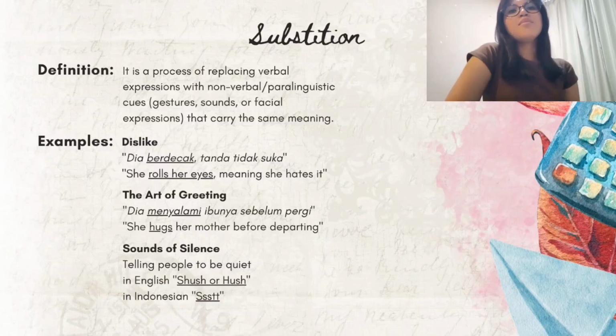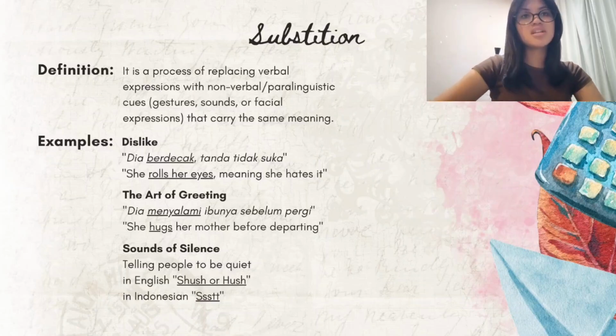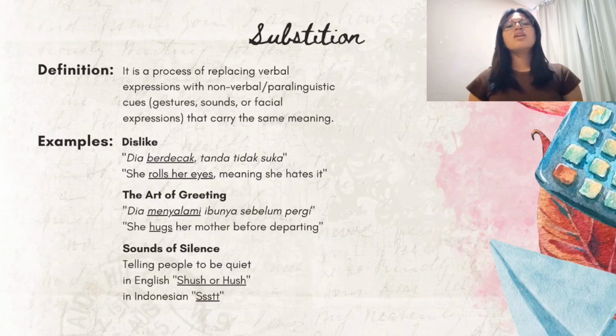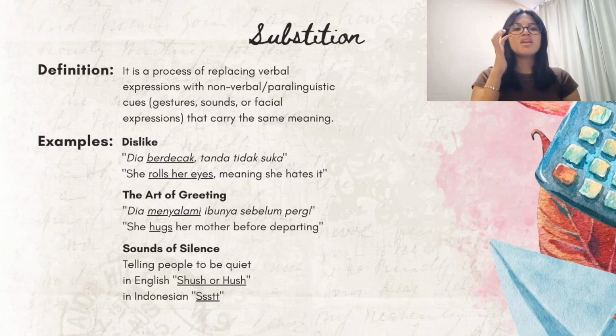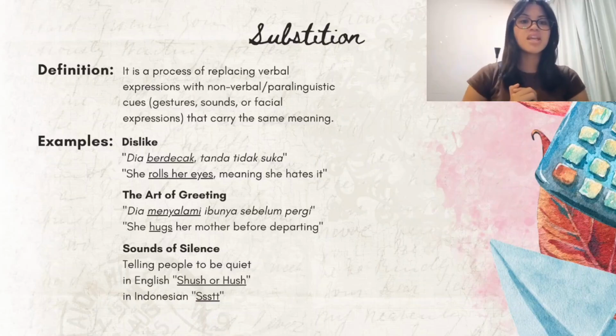Okay, so I'm going to explain the definition of substitution first. In simple terms, substitution is a linguistic change where we replace spoken words with paralinguistic cues, which means body gestures or specific sounds, or the other way around. We do this to make our communication more natural and efficient depending on our culture. So here, we have three examples.